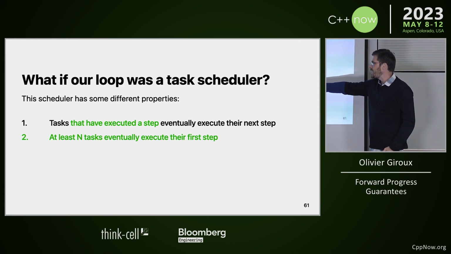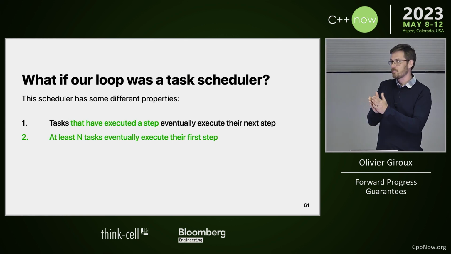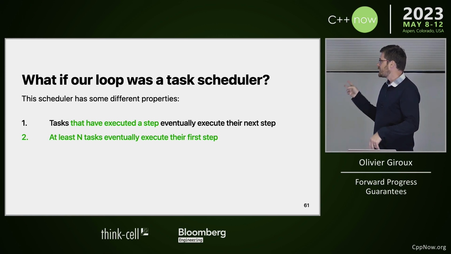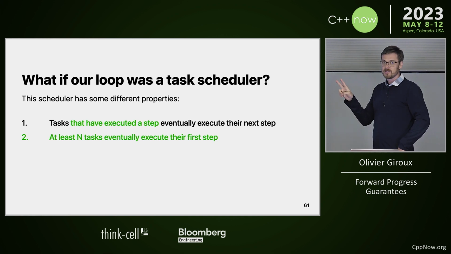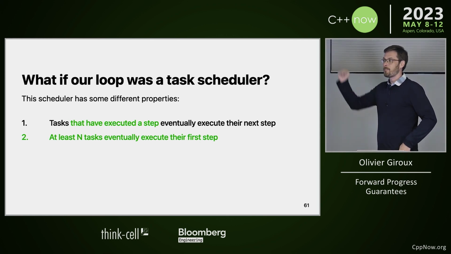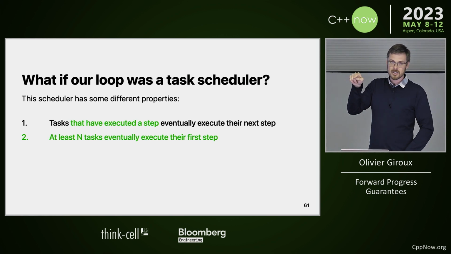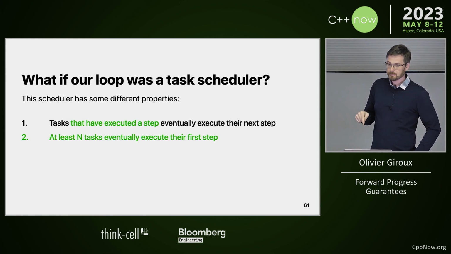And at least n tasks eventually execute their first step. That is the breadth of the number of threads. If I have 2 threads, then at least 2 tasks execute their first step. And when a task finishes and I go down to 1, I immediately snap back to 2. Right? Like when a task on the first Lambda finishes, then I go run the next one.